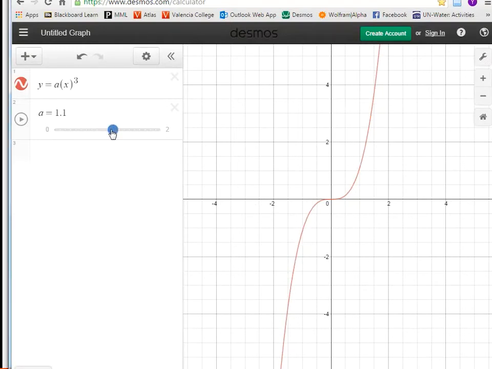Then I'm going to make that number get big. So here's 1.1 x cubed, 1.2 x cubed, 1.3 x cubed. And notice as I multiply by a number bigger than 1, that graph stretches vertically. Let me go back to 1. So I'm pulling up on the graph vertically. And let me come back to 1.